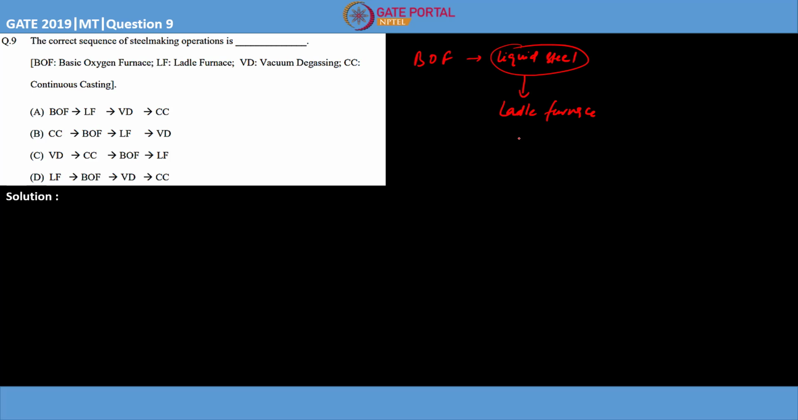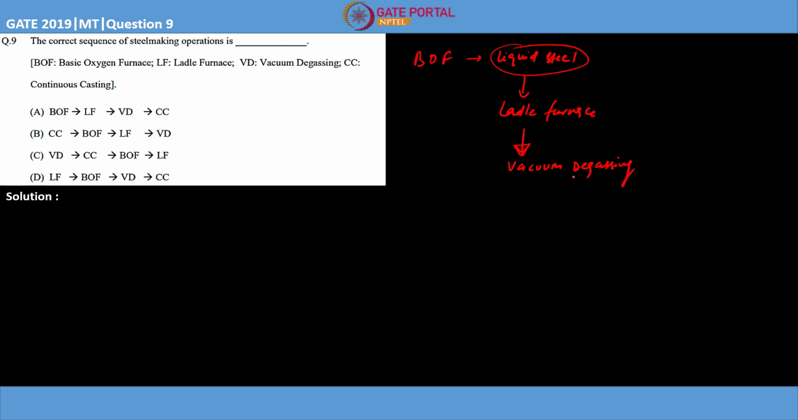So after this ladle furnace treatment, if some gases are entrapped, we will go for the vacuum degassing process. At the vacuum degassing, the main purpose earlier was to remove the hydrogen from the liquid steel. But nowadays we are using vacuum degassing to remove gases like oxygen as well as nitrogen along with the hydrogen present in the steel.